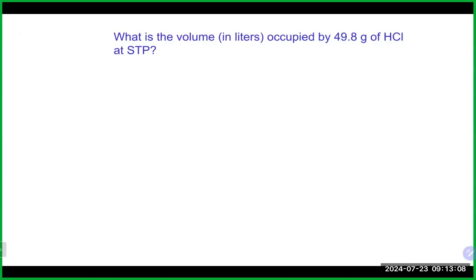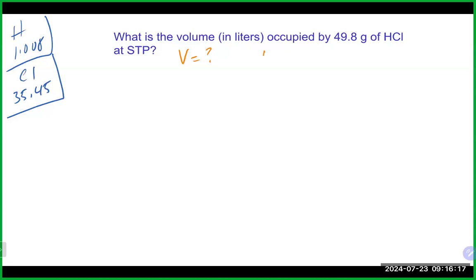All right, so why don't you try this? What is the volume in liters occupied by 49.8 grams of HCl at STP, hydrogen 1.008, Cl 35.45? Okay, so let's take a look. In this case, we are looking for a volume, and we got 49.8 grams of HCl.